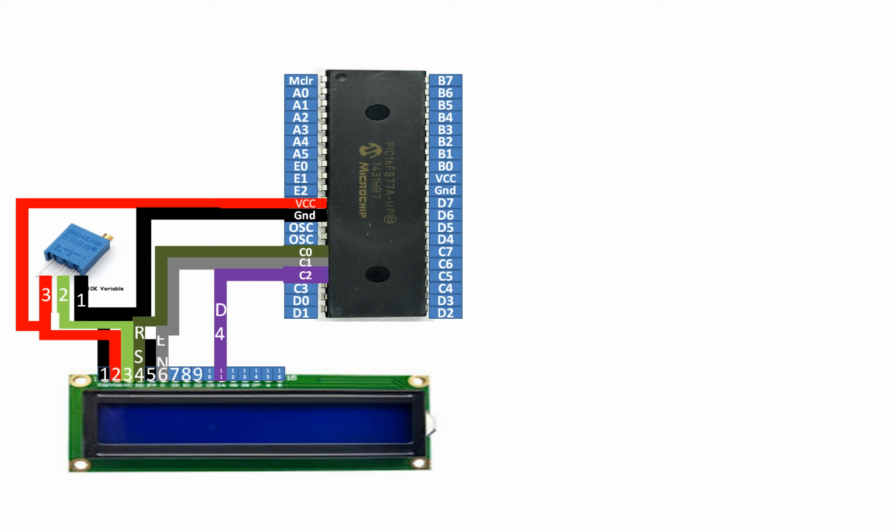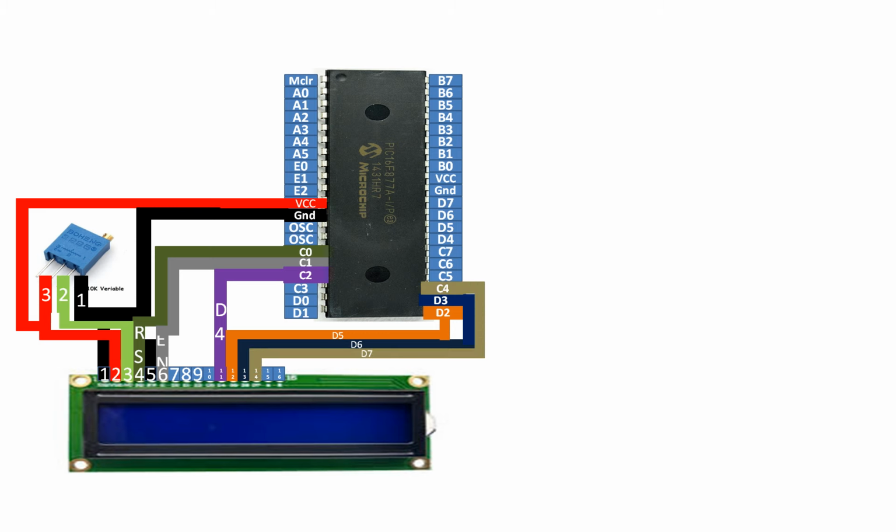Now for the pin number 11 of the LCD, that is data pin 4, connect it to any available digital input output pin of the PIC. I'm going to use the pin number C2 like this. Then for the pin number 12 of the LCD, connect it to the pin number D2 of your PIC. Then guys, for pin number 13 of the LCD, that is data pin 6, I'm going to use the pin number D3 of the PIC like this.